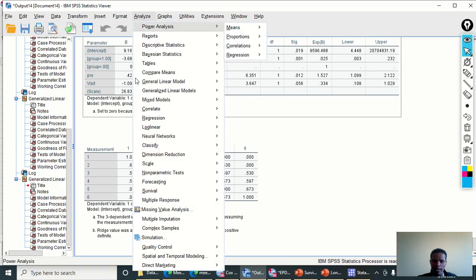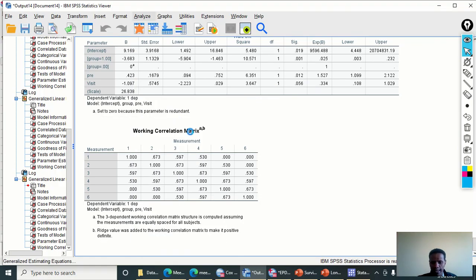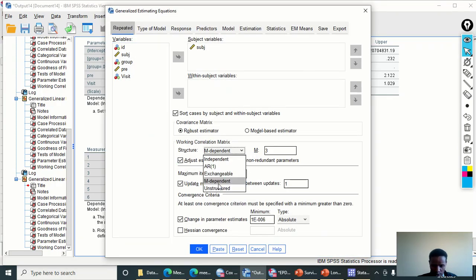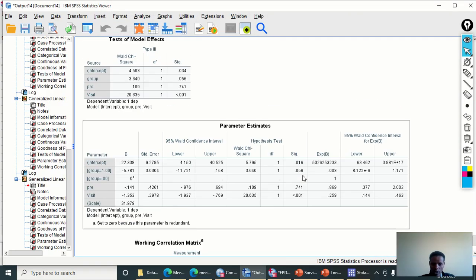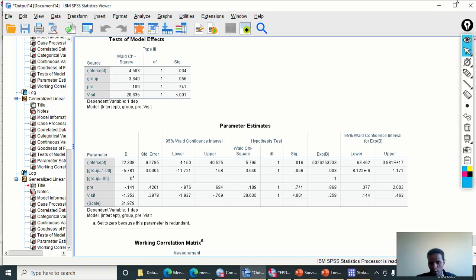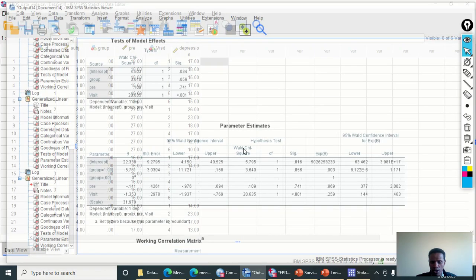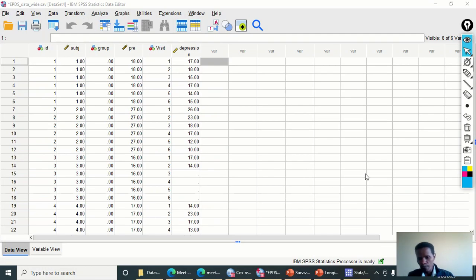Going back again to Analyze, Generalized Estimating Equations, the last one is the unstructured one, so all correlation coefficients will be different. Now click OK and have a look, and then you will compare the parameter estimate table for all these 5 types of working correlation structures. The one with the better p-value will be taken as the better working correlation structure. So this is how we can do longitudinal data analysis, or generalized estimating equations, for this type of outcome variable.